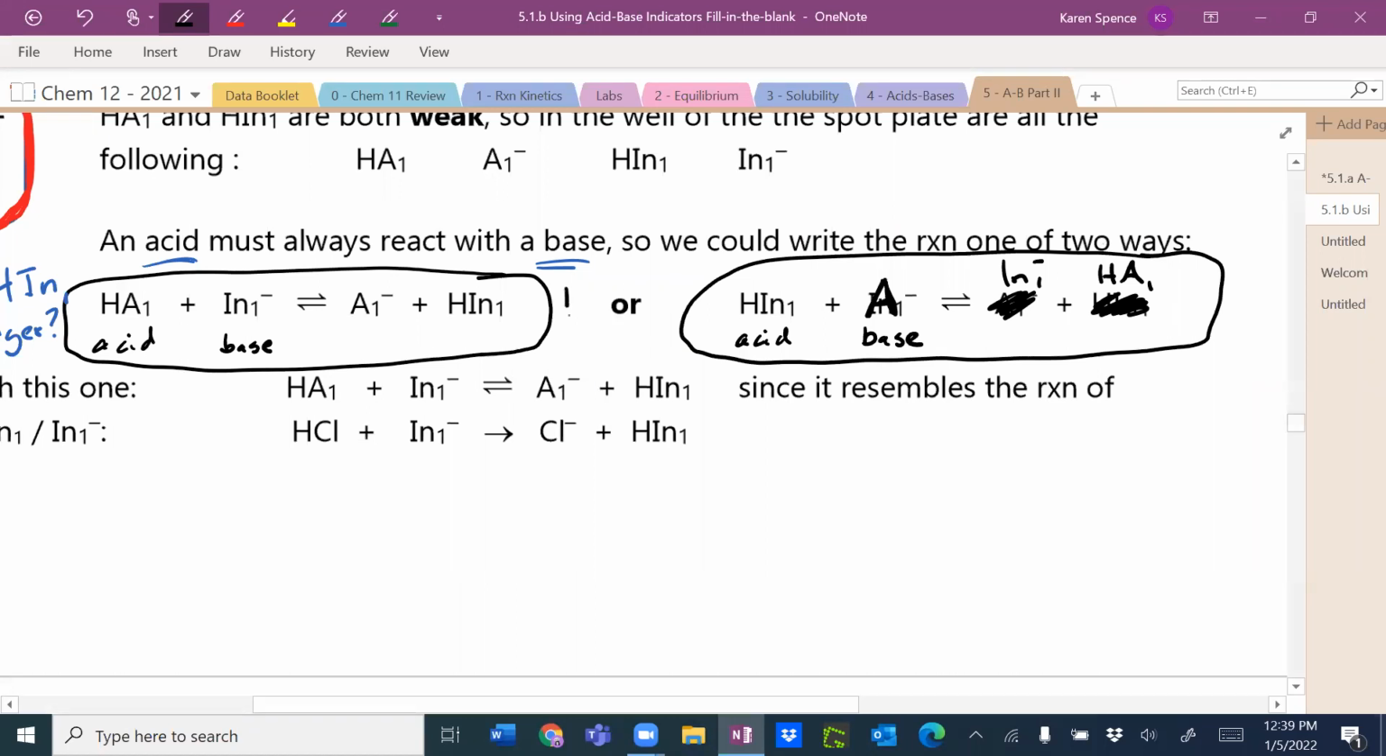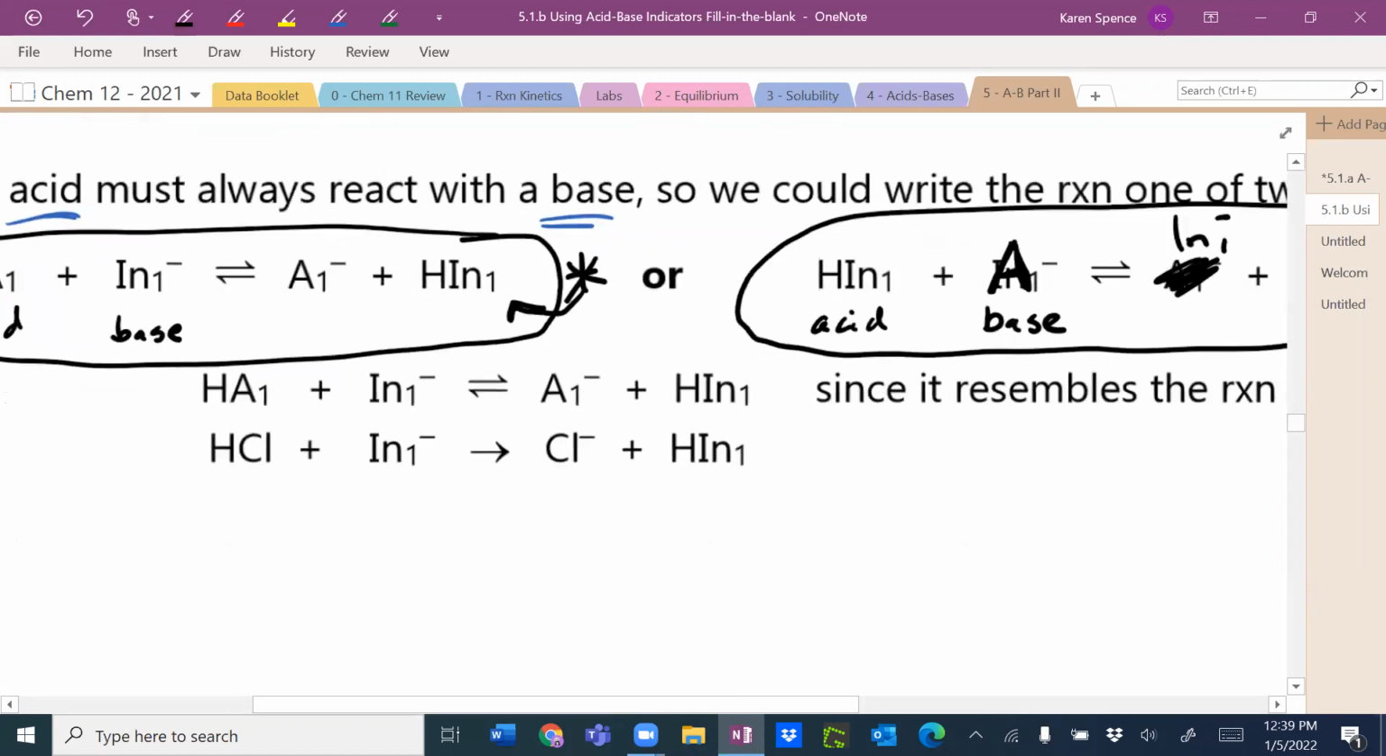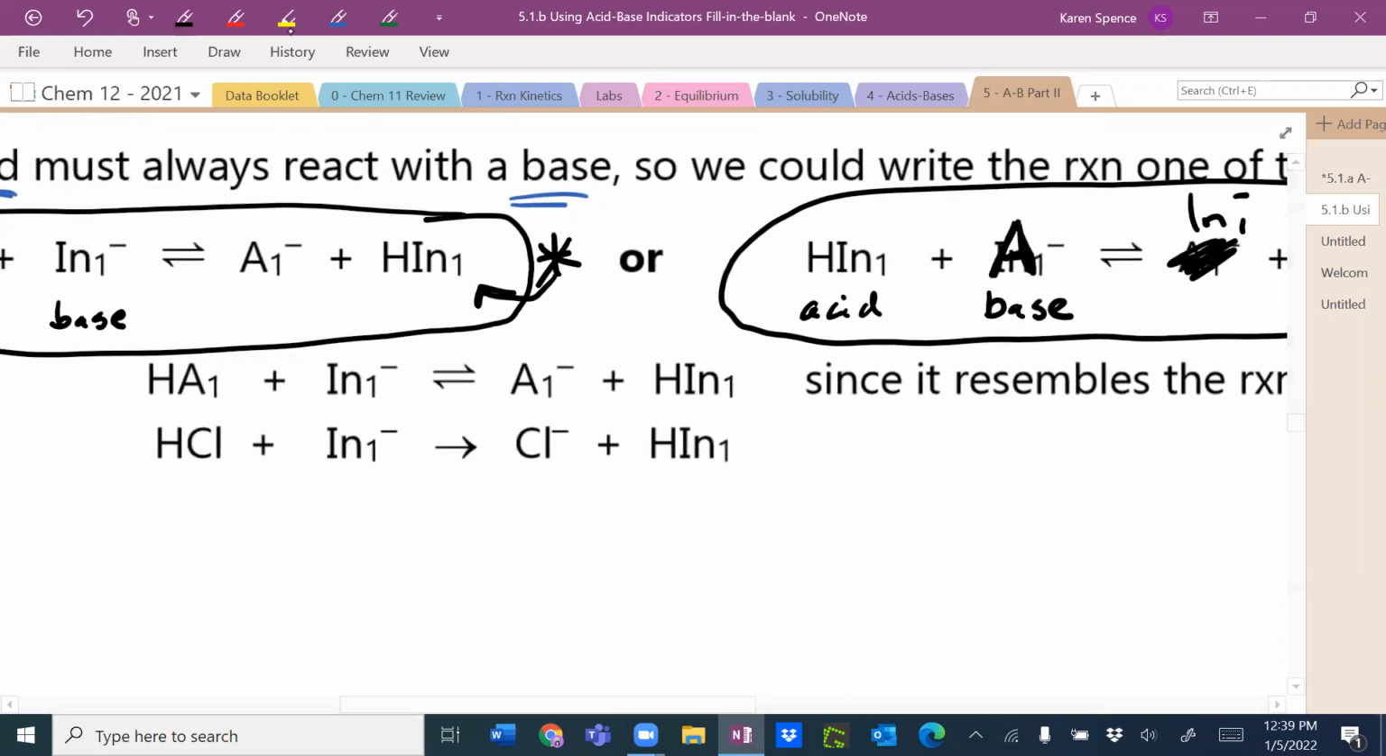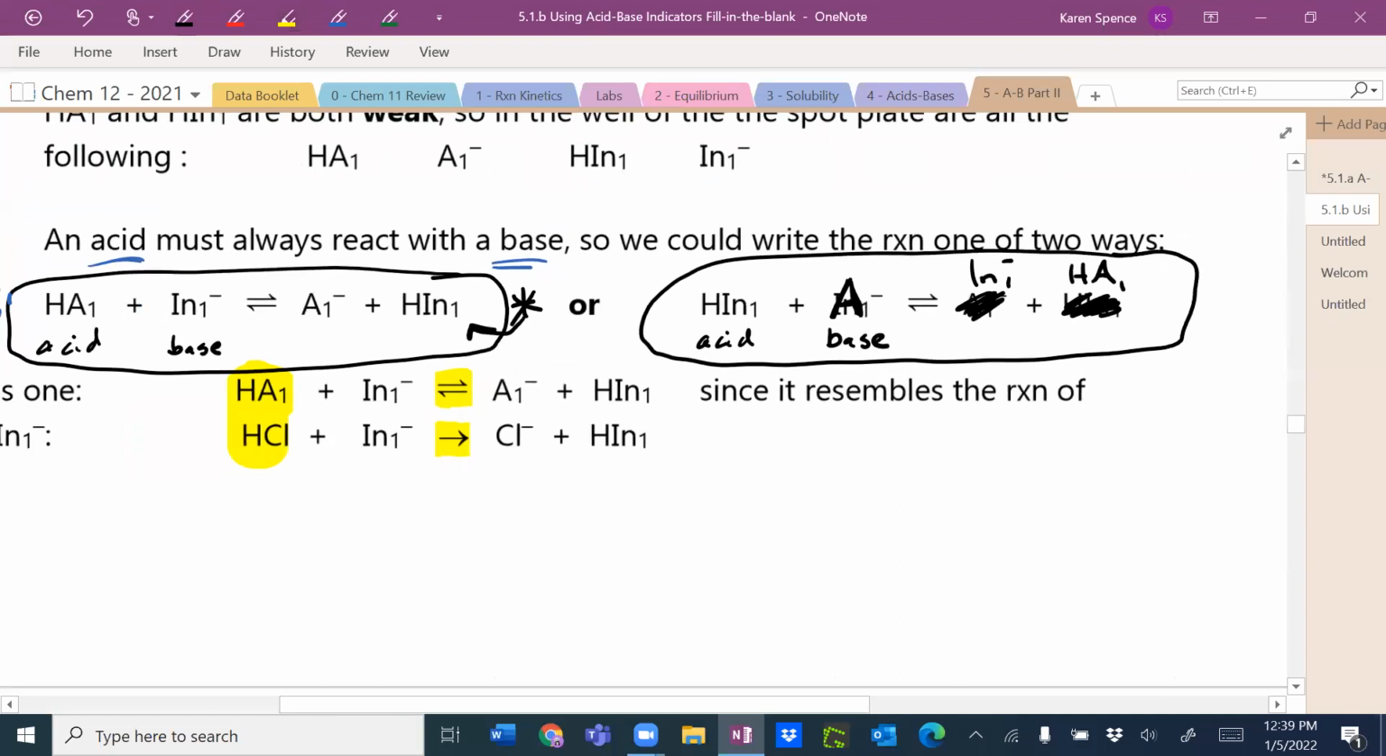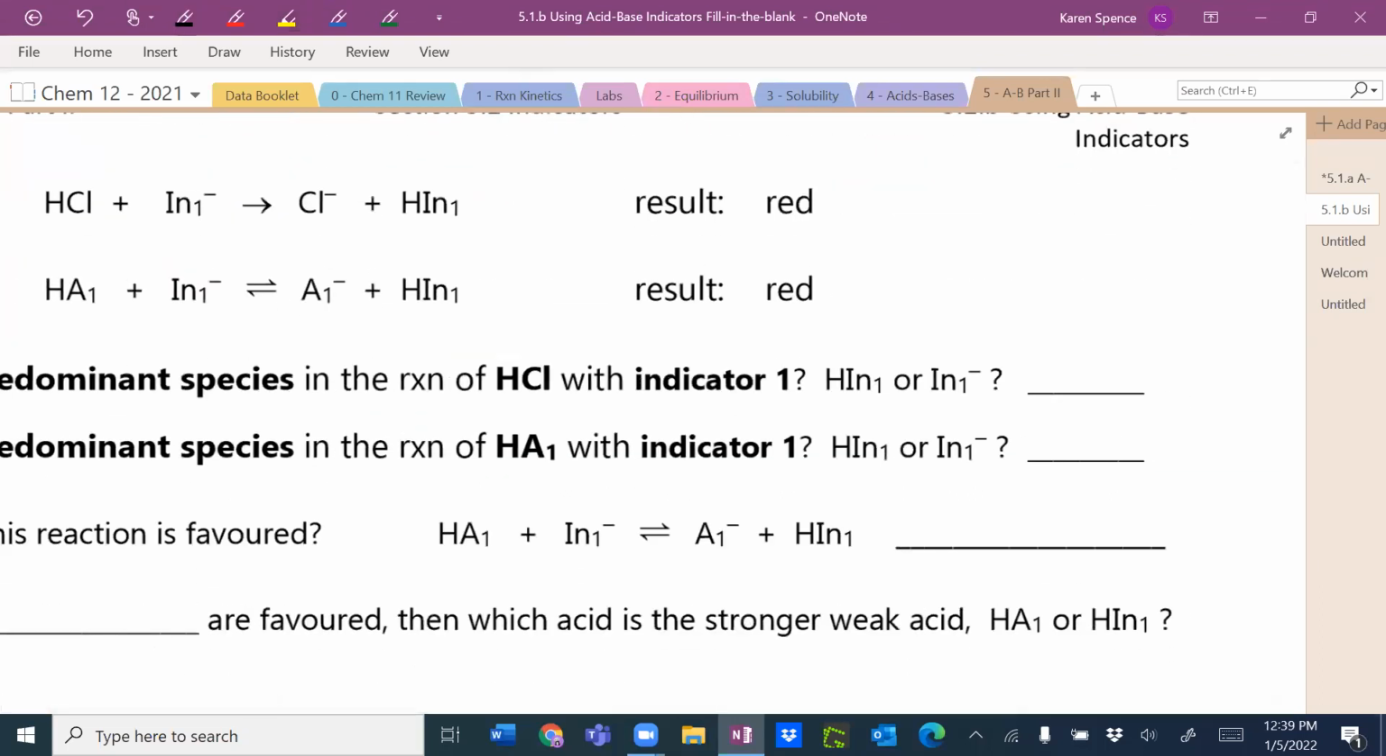So I'm going to choose this one here because it looks the most like our HCl reaction. You can see that our HA1 is taking the place of HCl in that reaction. The only other thing that's different other than the species is that we know that HCl is a one-way arrow, and we know that HA1 being weak and HIN1 being weak, we have an equilibrium arrow. All right, page turn. Oh, awkward. There we go.